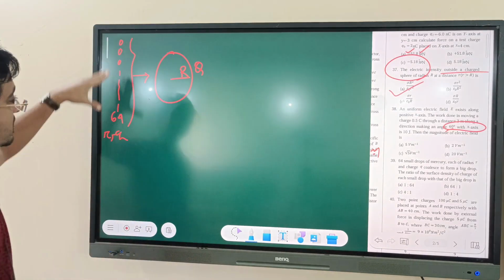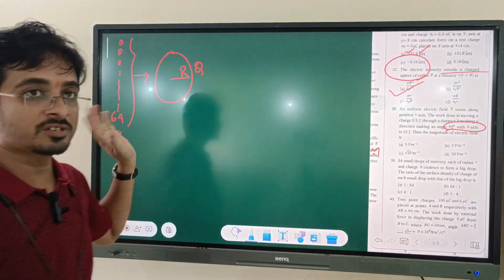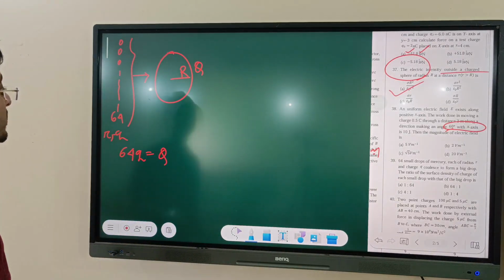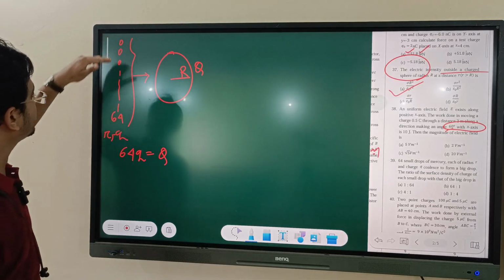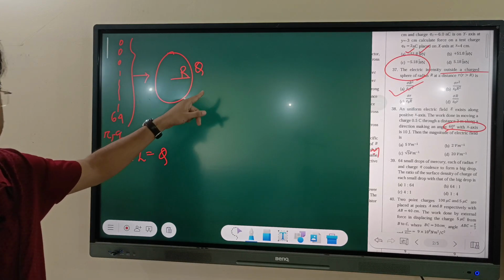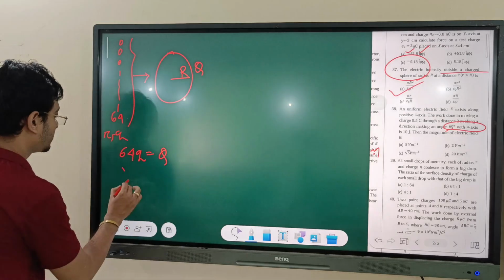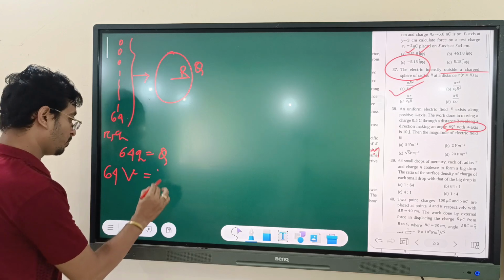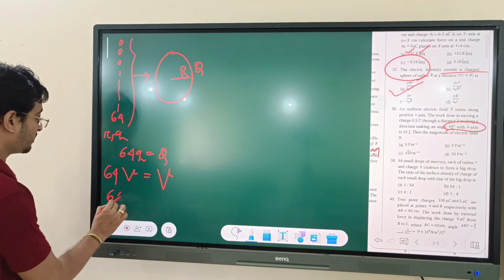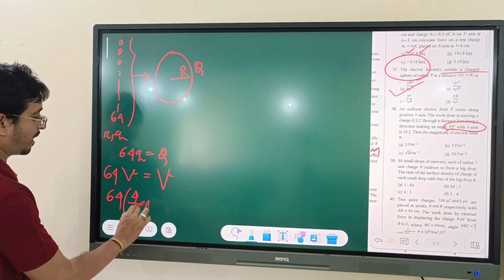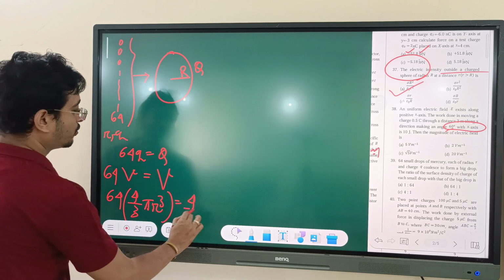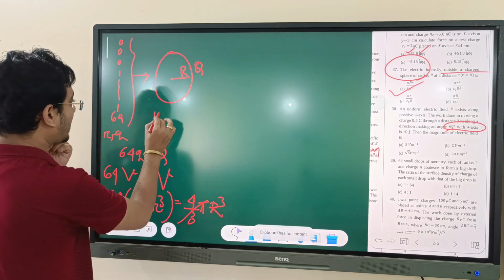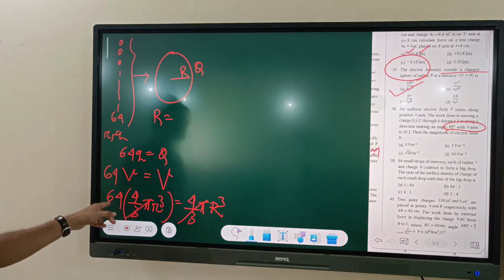Because the 64 charges combine to form the larger drop, the total charge 64q will be equal to capital Q. Let me find out the radius ratio. Since 64 small drops combine to form the large drop, the volume will be the same. 64 times the volume of a small sphere will be equal to the volume of the large sphere. The volume of a sphere is 4/3 pi r cube, and this will be equal to 4/3 pi capital R cube. These will cancel out each other, and R is the cube root of 64 times r.